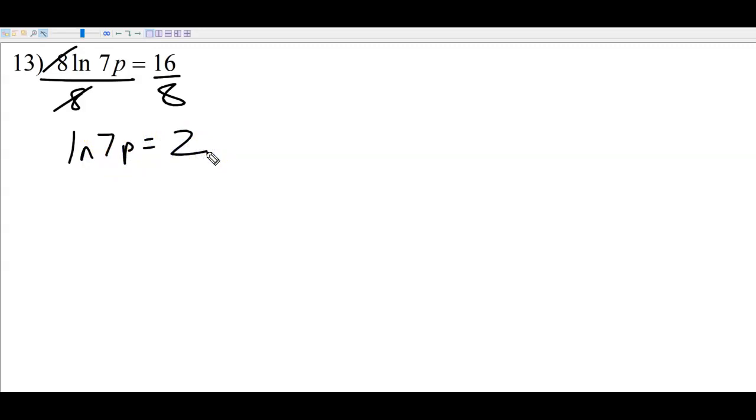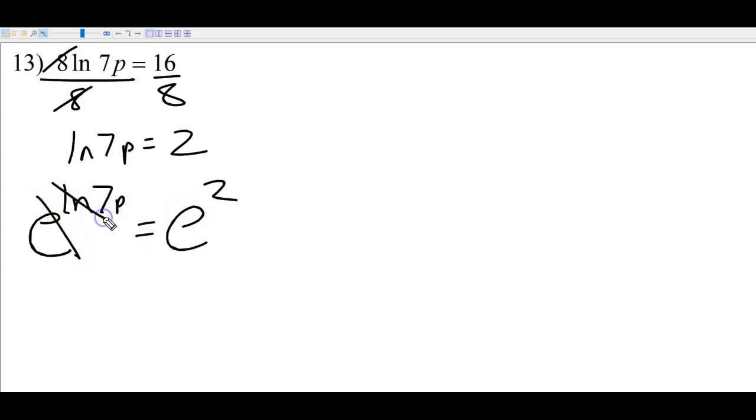Now we get to do the new step, okay? We're going to exponentiate both sides, but what's the base? Well, hopefully you guys remember that ln is basically just a log with a base of e. So my base is e. So that's what I'm going to be exponentiating both sides with. So to exponentiate, it would look like this. Okay, so that's kind of the new step there.